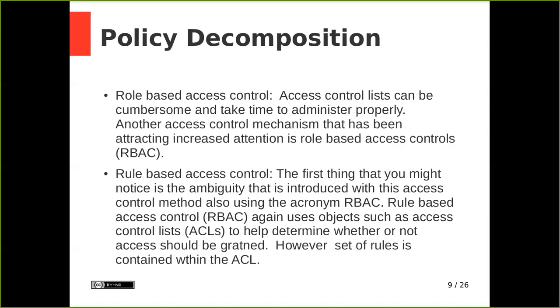Now, I'm going to talk about rule-based and jump back to role-based. So rule-based access control, the first thing that you might notice is the ambiguity that is introduced with this access control method, also using the acronym RBAC. Rule-based access control again uses objects such as access control lists to help determine whether or not access controls should be granted. However, a set of rules is contained within the ACL.